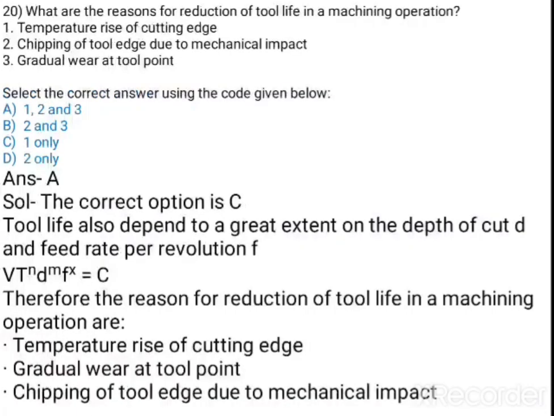Okay, that's it. What are the reasons for reduction of tool life in a machining operation? Temperature rise of the cutting edge.